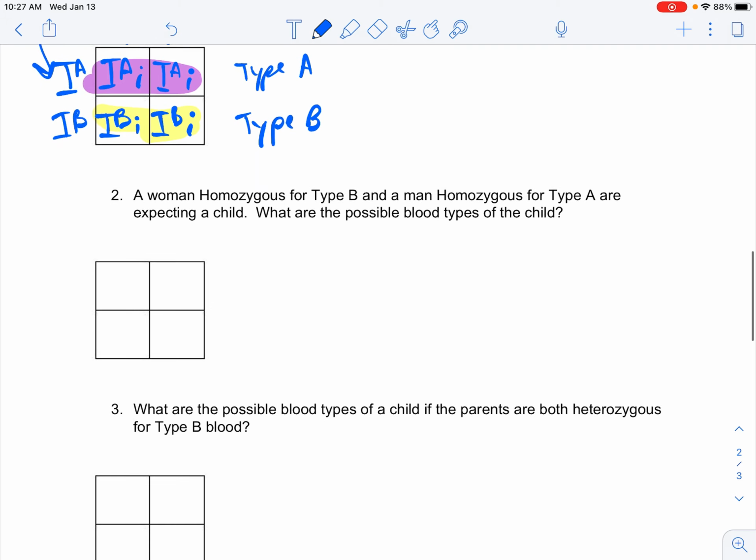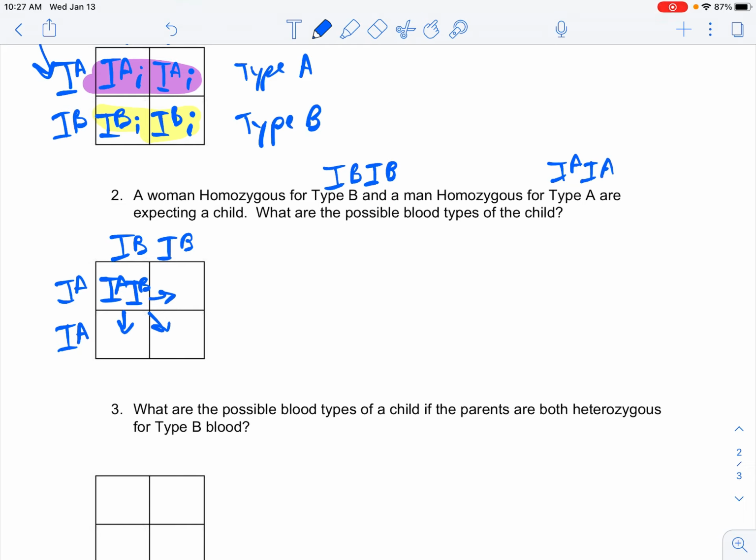Number two, again, the best thing to do is probably just write out the genotypes right away. A woman homozygous for type B, and a man who is homozygous for type A are expecting a child. What are the possible blood types? Same thing. Genotypes cross and down, and I'm just going to kind of show this will be the same for all of them, right? So there's a 100% chance that the child will be type AB.